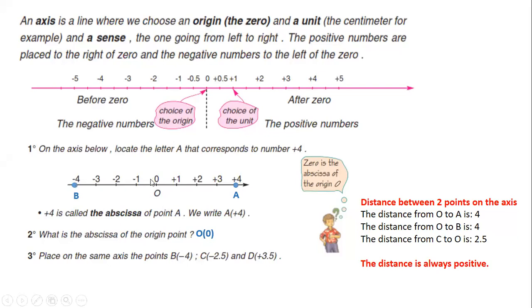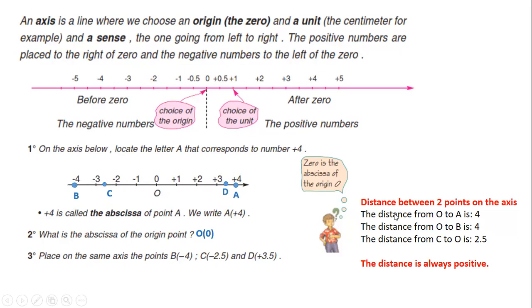-2.5 also, it is on the negative side. This is -2. Here is the -2.5. So we write its name is C. D is a +3.5. It is on the positive side. +1, +2, +3. +3.5 is between +3 and +4. So we locate here the point D. This is how we locate points on a numerical axis.